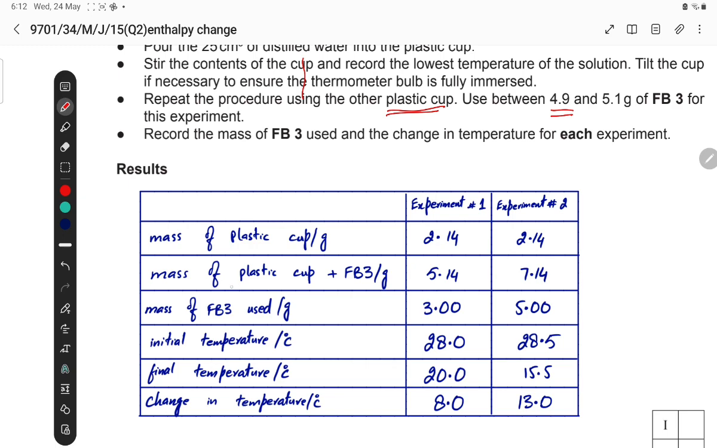So draw the table like this. Mass of plastic cup in grams. Always write down the unit along with the quantity. Experiment number 1, this is the mass of plastic cup. Experiment number 2, mass of plastic cup plus FB3. So this is mass of cup plus ammonium chloride solid. FB3 is ammonium chloride, 5.14 and this mass is 7.14. Mass of FB3 used in both experiments, 3 gram and 5 gram.